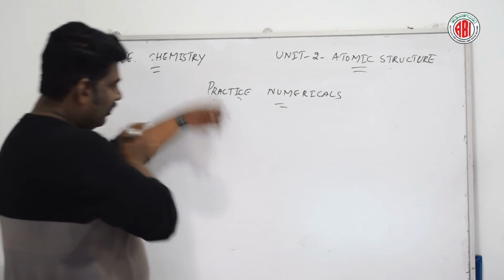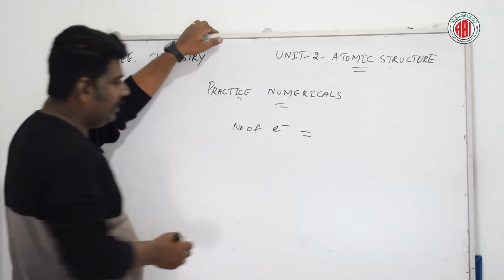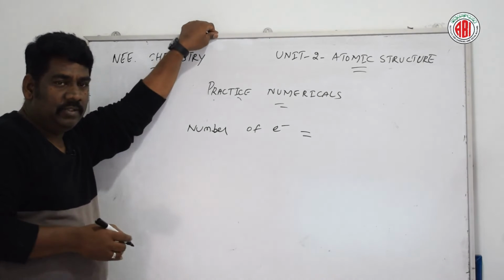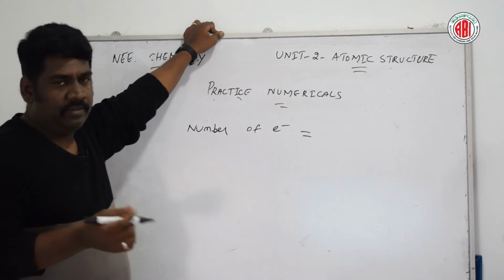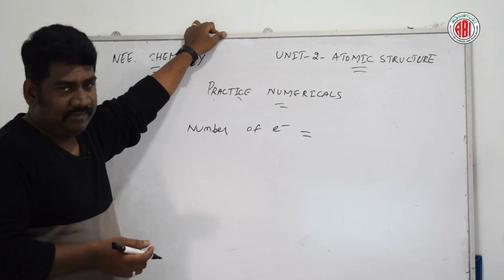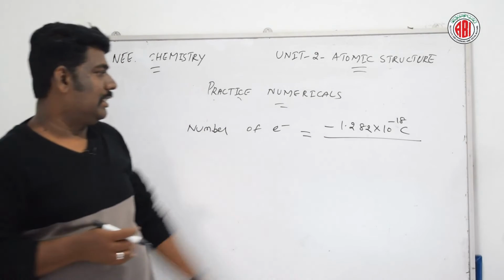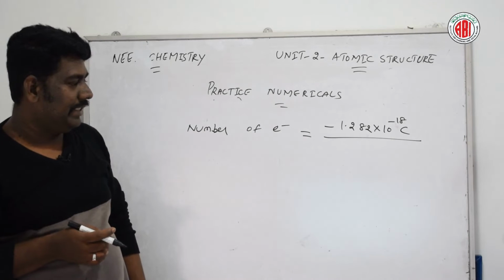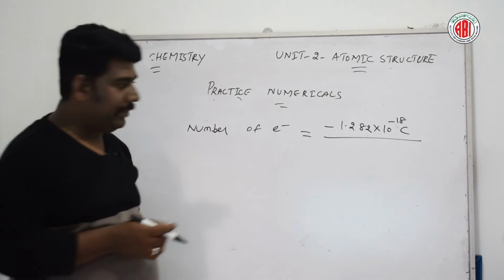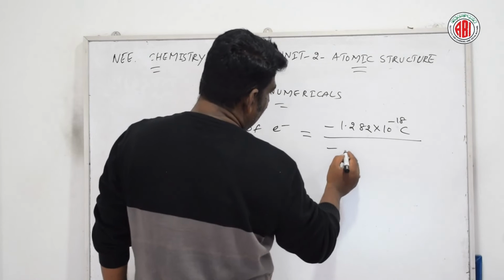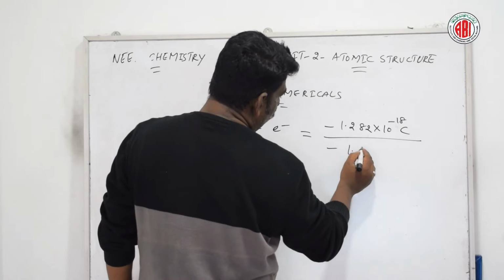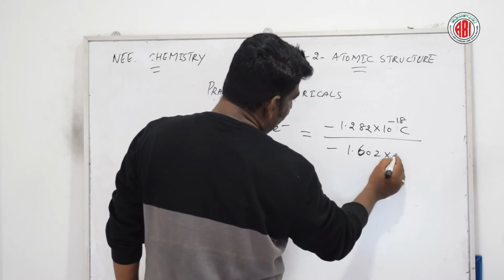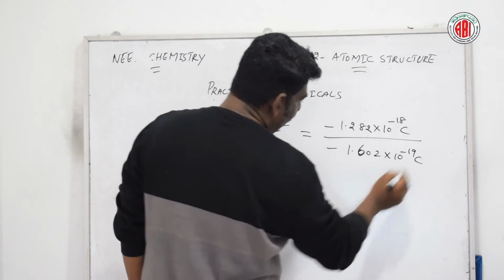So the number of electrons is equal to the given value divided by the charge of the electron, that is minus 1.282 into 10 to the power of minus 18 coulomb divided by the charge of the electron, that is minus 1.602 into 10 to the power of minus 19 coulomb.